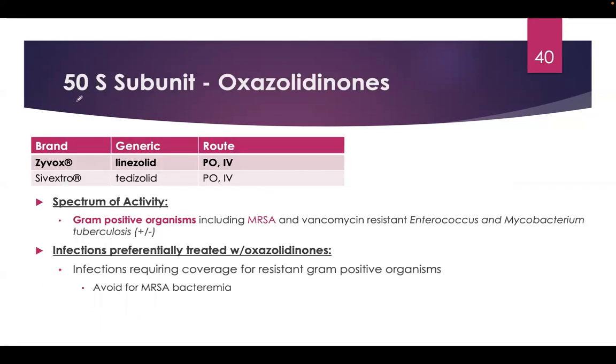So Zyvox, we're going to jump to Zyvox, a drug I like. We have 2 of them now, and Sivextro, that's the brand name for tedizolid. So Zyvox came out initially, the generic is linezolid. It's in PO and IV. 1-to-1, if you're going from IV to PO, 600 milligrams IV, 600 milligrams PO. The tedizolid, again, IV to PO, nice 1-to-1.